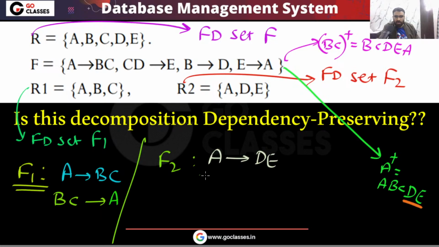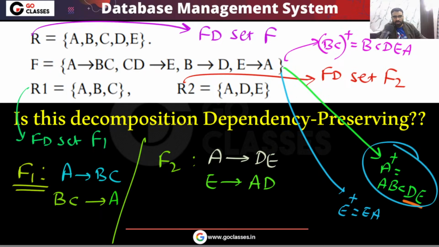We got D. What about D closure? You can see D cannot determine A, E. D closure will be D only. What about E closure? You can see E can determine A. Yes or no? E can determine A. If you find the E closure, you can see E will determine A. Now remember, A can determine everything. You already know that the A closure contains every attribute. So E can determine A, which can determine everything.